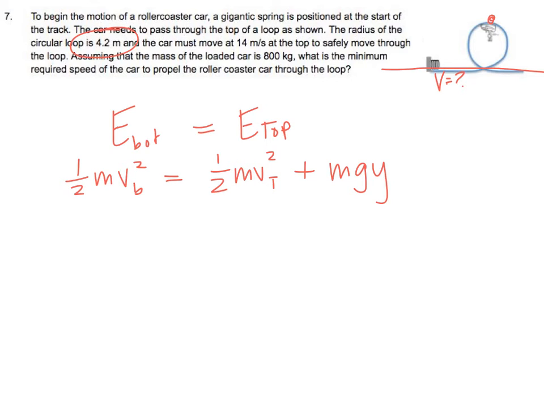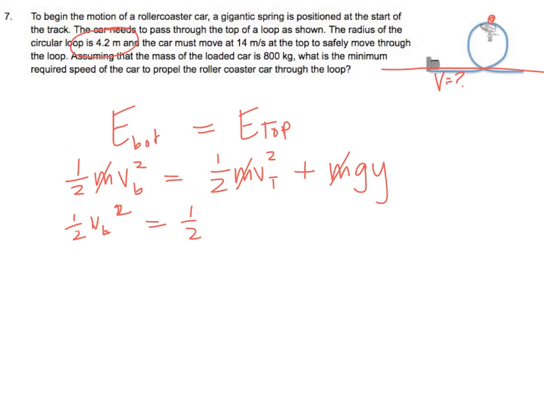So you can see that although the problem gave us a mass, it can actually be canceled out. It's always a good idea to do that if you can, so that there's fewer things being entered into your calculator. And then we know all the final information. What we don't know is the speed at the bottom.